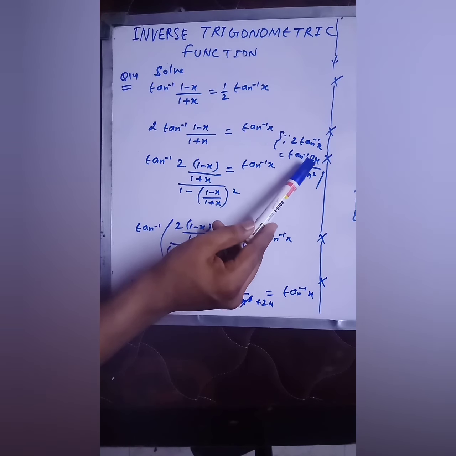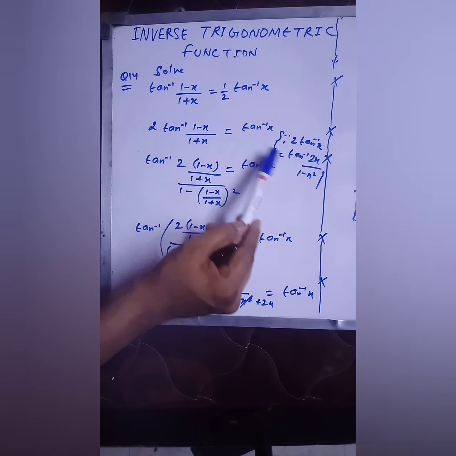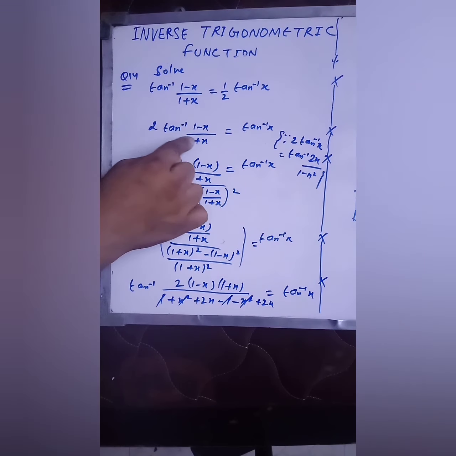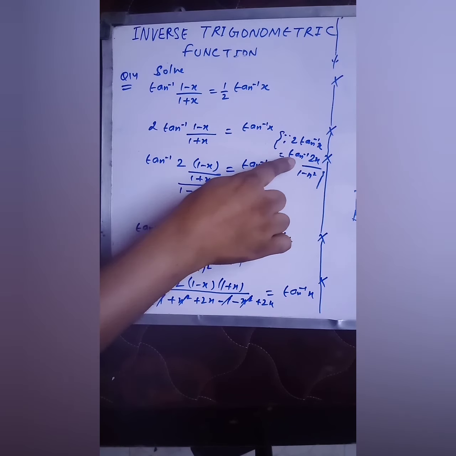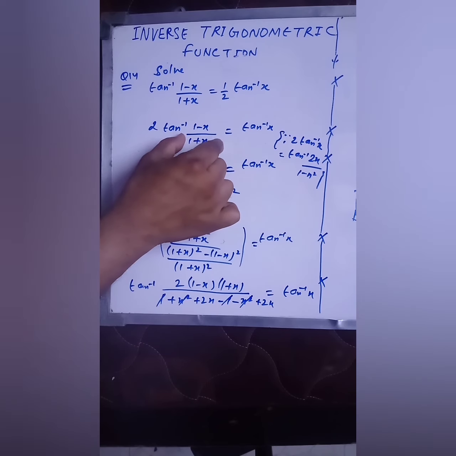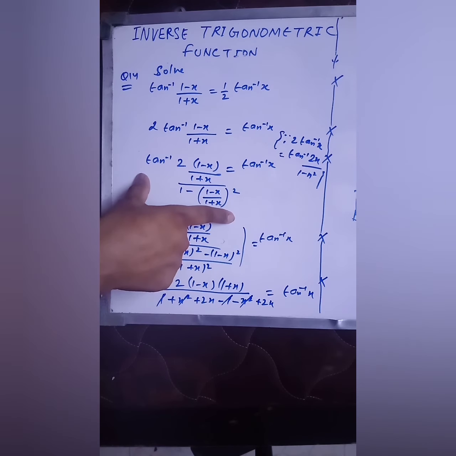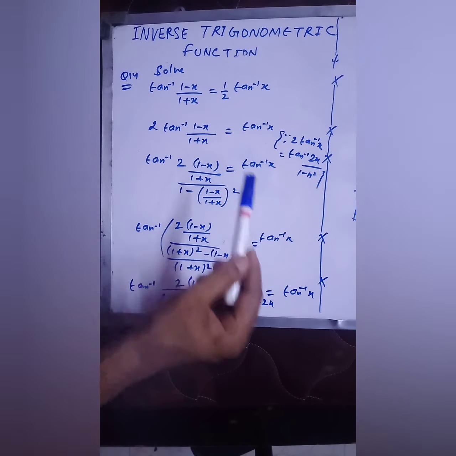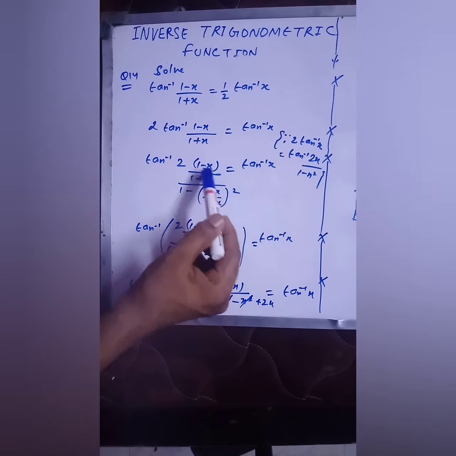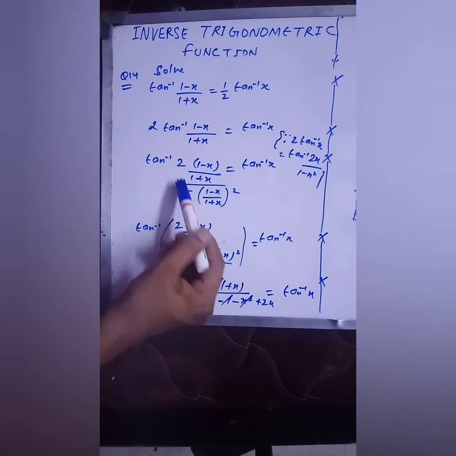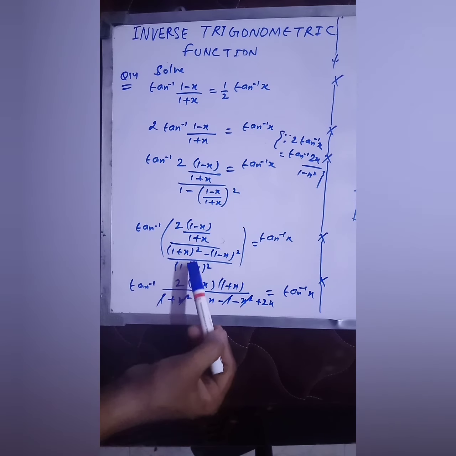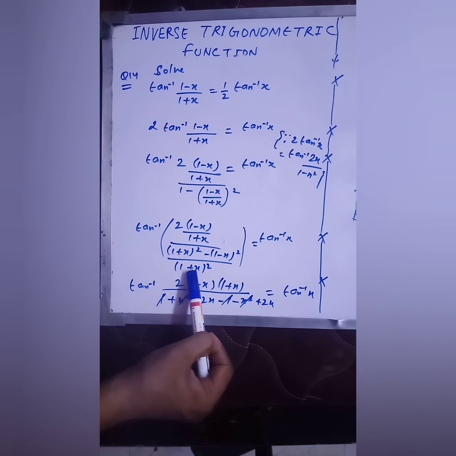Now you have to apply this formula. In place of this I'm applying this formula, so you will get this part. This 1 minus x over 1 plus x, this whole is your x. So here in place of x you have to put this whole, then you will get this step. And on the right hand side the tan inverse x will remain the same. But now here you have to do some simple algebra. You have to take the LCM in the denominator.